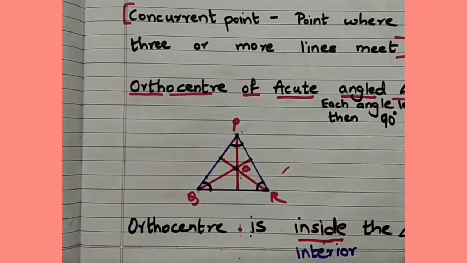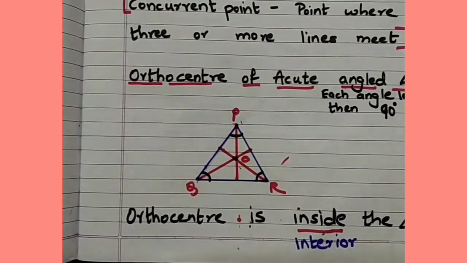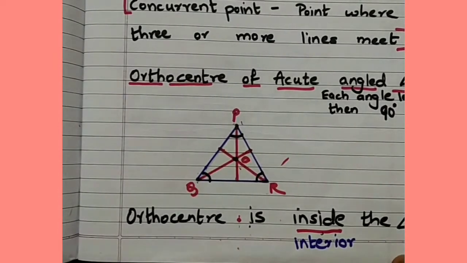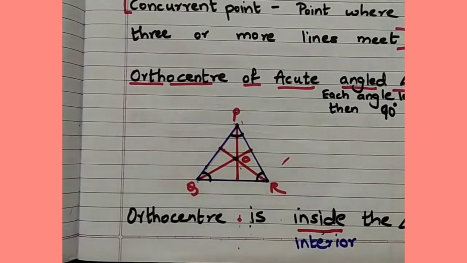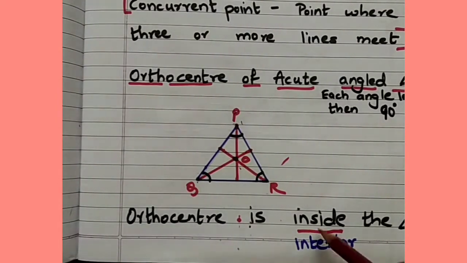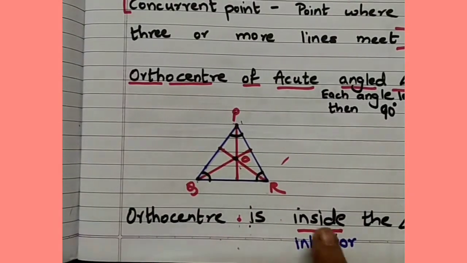Now let us see where these orthocenters of each type of triangle lie. In case of angle bisectors and in case of the perpendicular bisector of the sides, the centers, that is the incenter and the circumcenter, they will always be inside the triangles, any type of triangle it may be. But let us see in case of this orthocenter, this is an acute angle triangle.